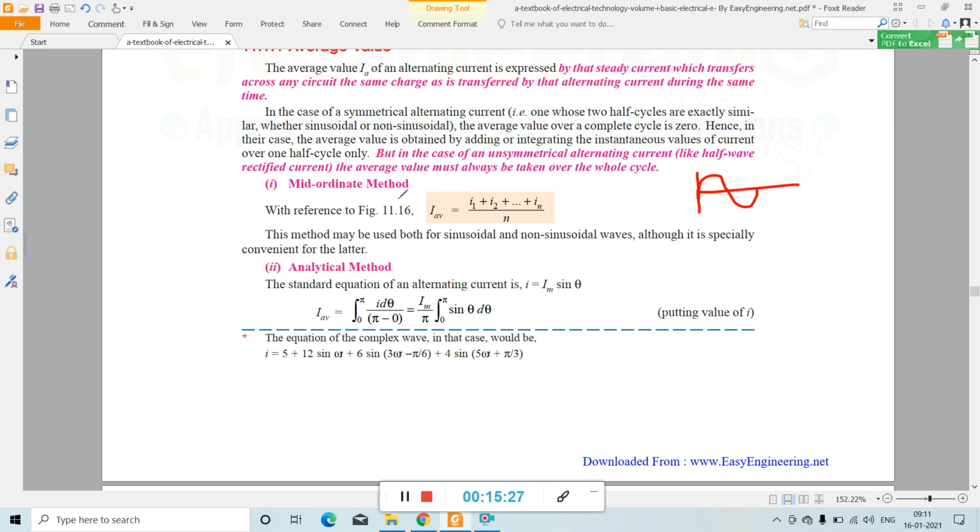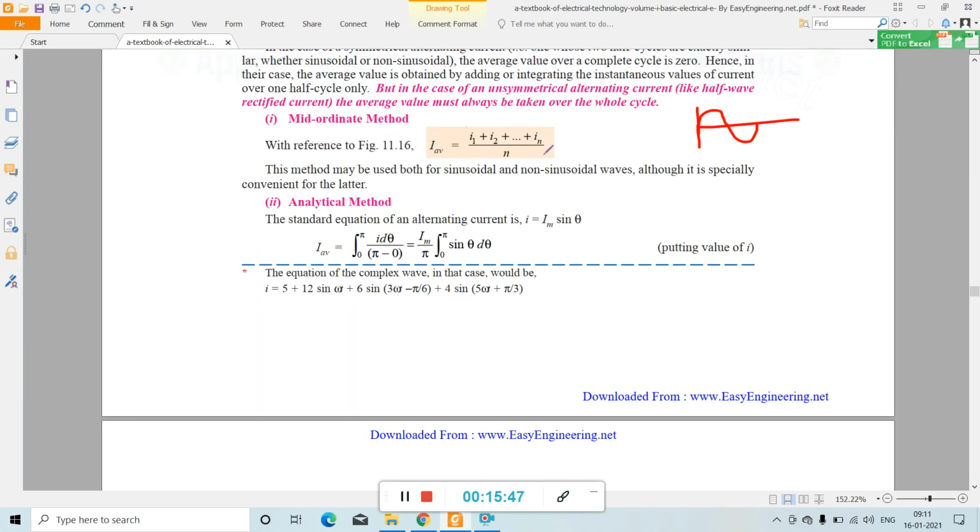So see, in mid-ordinate method, I average is equal to (I1 plus I2 plus up to In) by n. This is for only one half cycle. So this method may be used for sinusoidal and non-sinusoidal wave. In both cases it is convenient. Okay, for analytical method, this is the average current expression for mid-ordinate method, and this is the average current for analytical method.